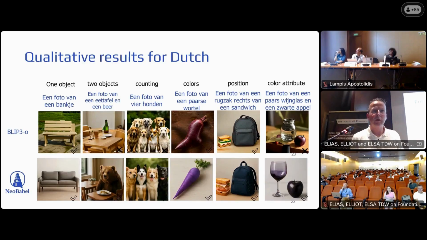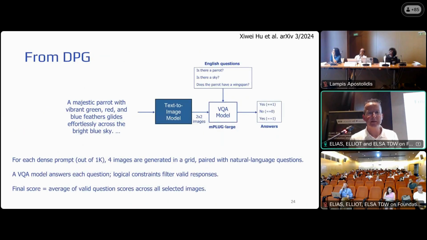Okay, we do one more evaluation. This is the dense prompt generation benchmark, also known as DPG. It has a slightly different setup. It is suited for longer prompts. How they evaluate is also quite nice.